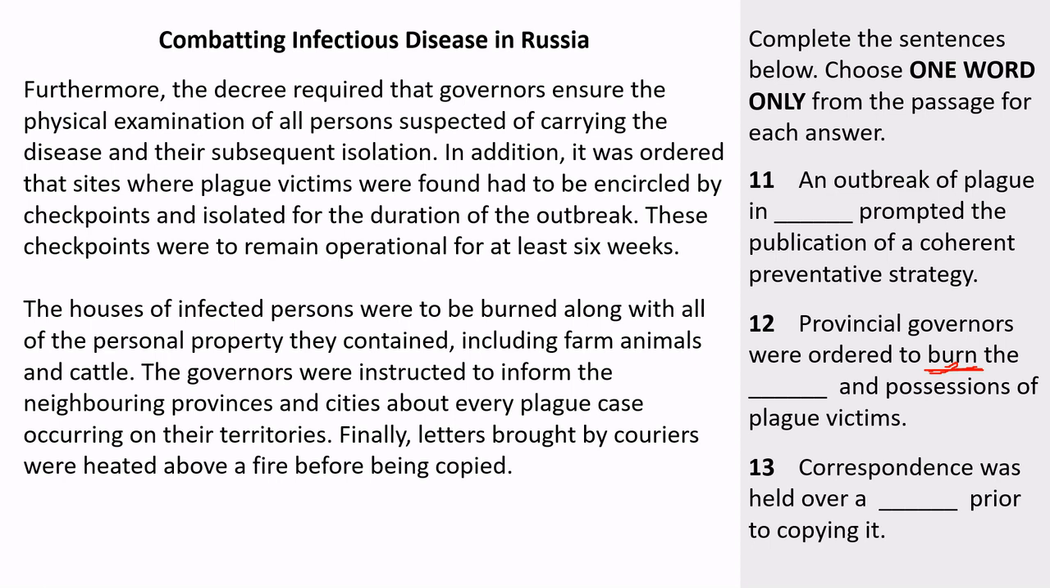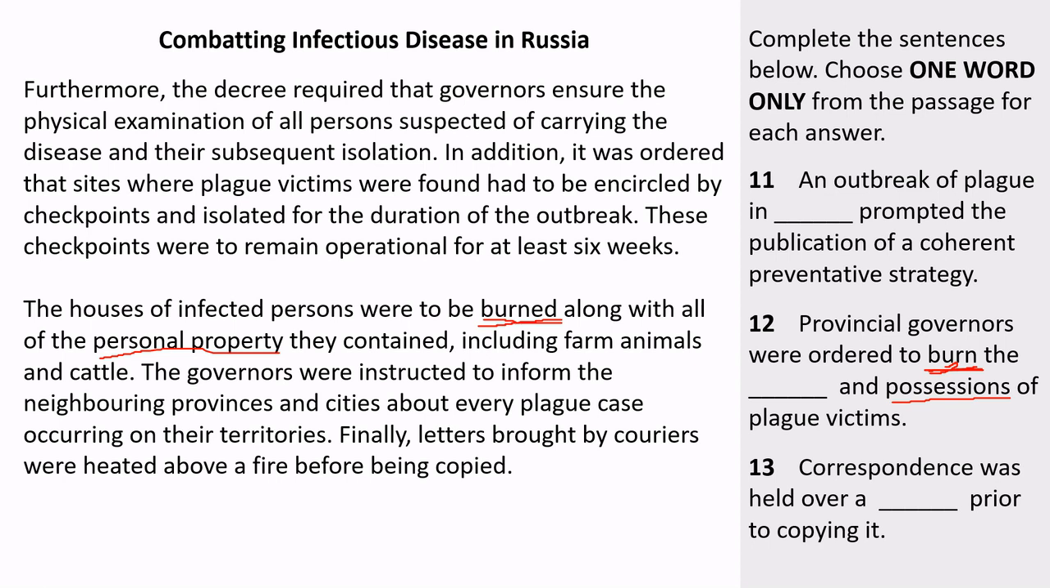Okay, if you look at the beginning of the second paragraph there, you will see not exactly the word burn, but burned, and that is close enough. So if we read that entire sentence, it says, the houses of infected persons were to be burned along with all of the personal property they contained. So personal property is very similar to the word possessions, but that's not the answer to our question.